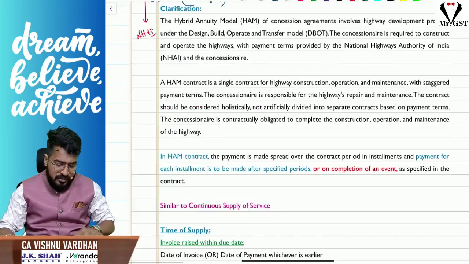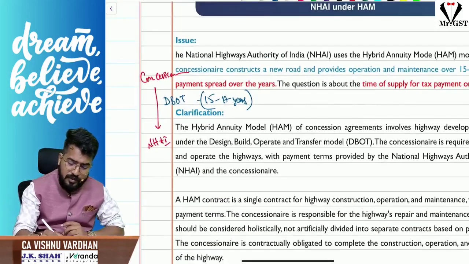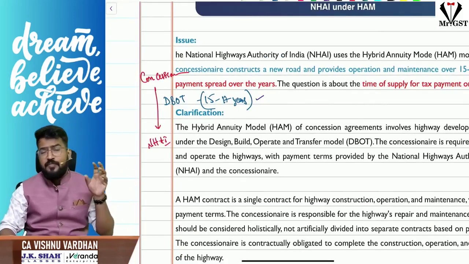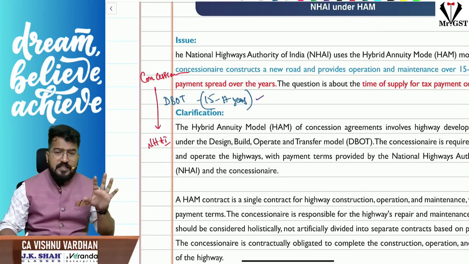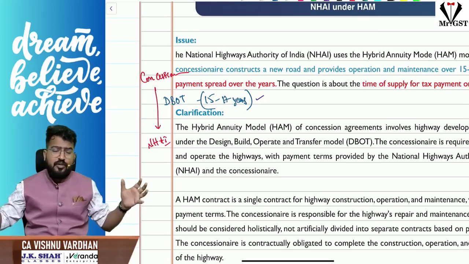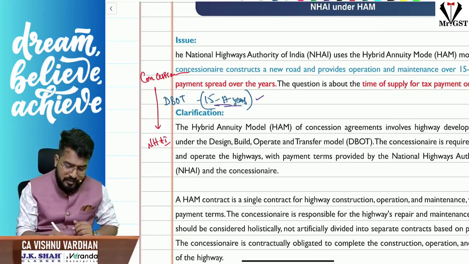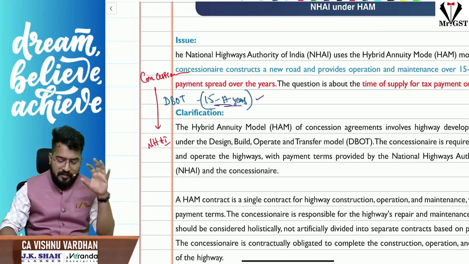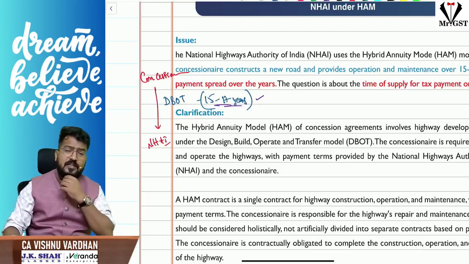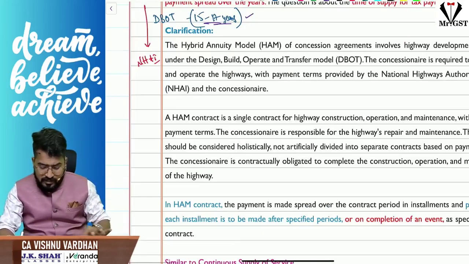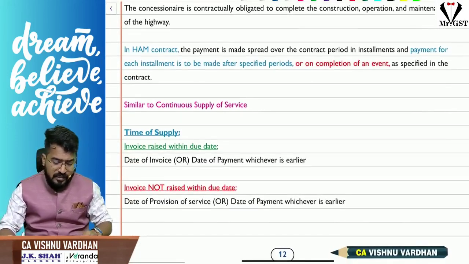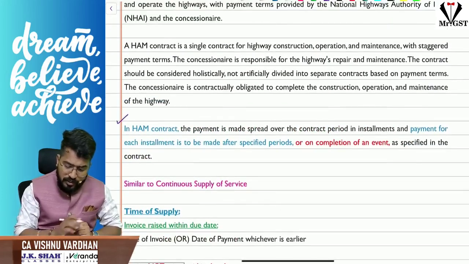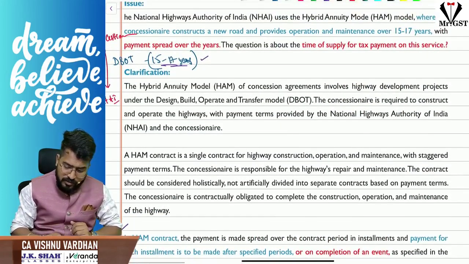Now, they have understood. In these cases, over a period of 15 to 17 years, where they are designing, building, operating, and transferring the roads to the government, they are charging consideration, and this consideration is spread across a period of 15 to 17 years because the service is also spread across 15 to 17 years. And here the department has clarified what the time of supply is and what the tax treatment is. This is taxable, and the time of supply is very much similar to a continuous supply of service. This is very much a continuous supply of service.